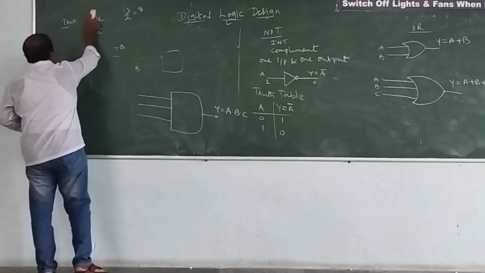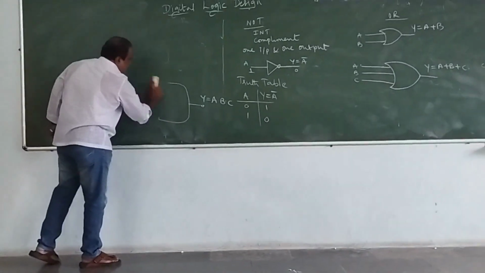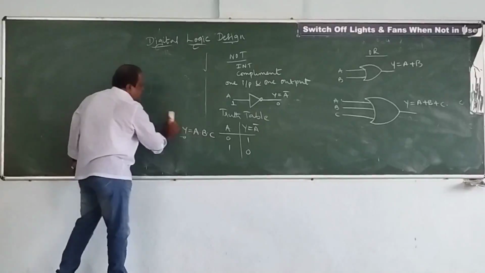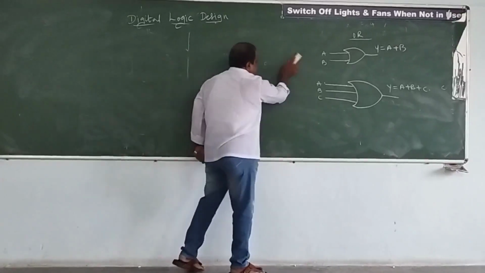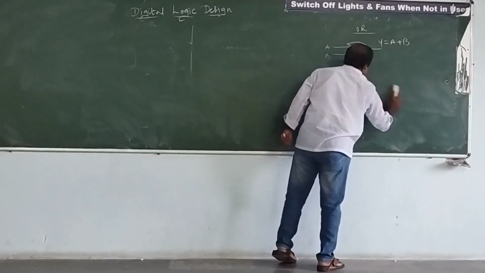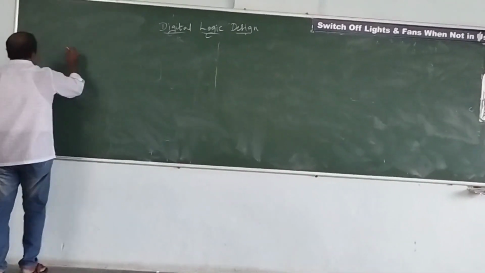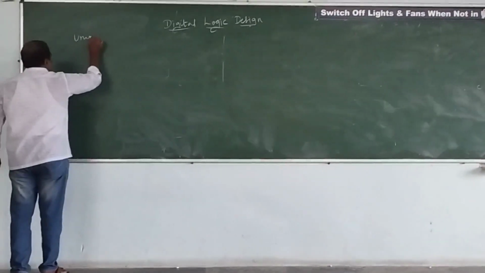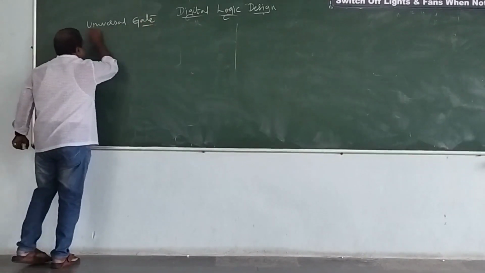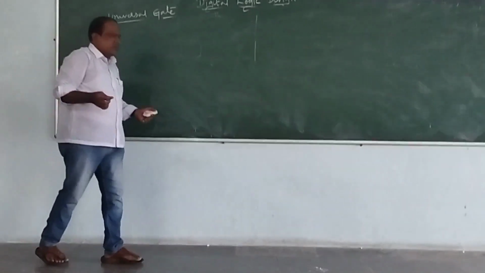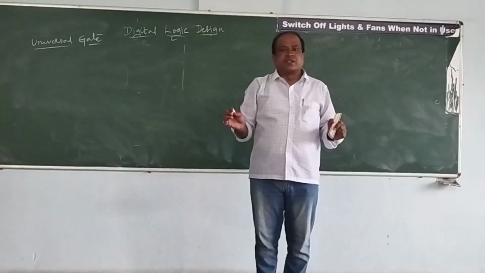Now we are going to study the universal gates. They are very important gates, because any logical operation can be created by using the universal gates. So these are our basic gates, and the second group we are going to study is the universal gates. What does universal mean? The meaning of universal is a gate which is able to perform any logical operation.